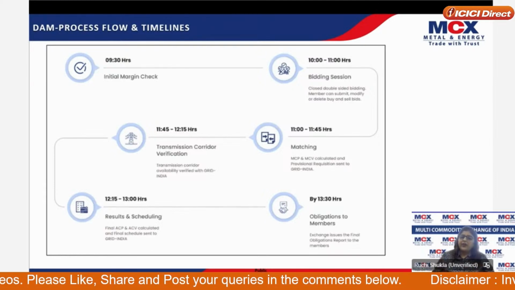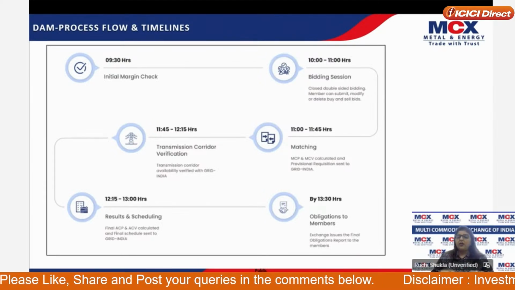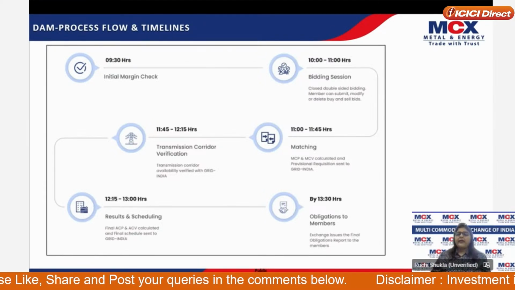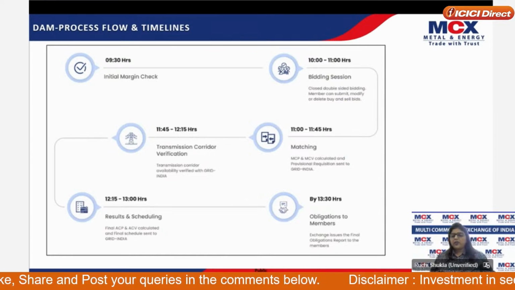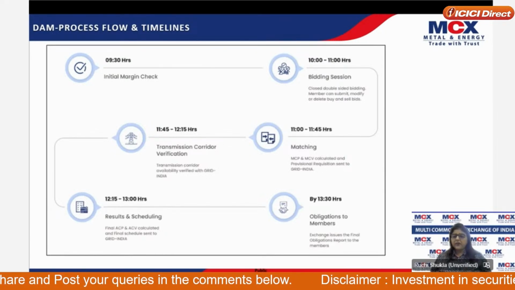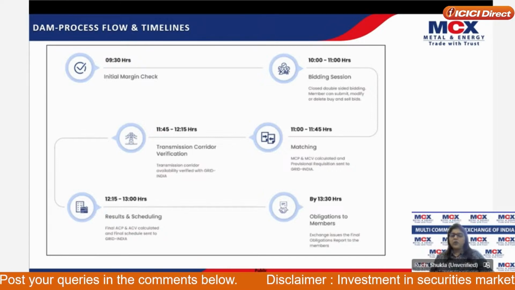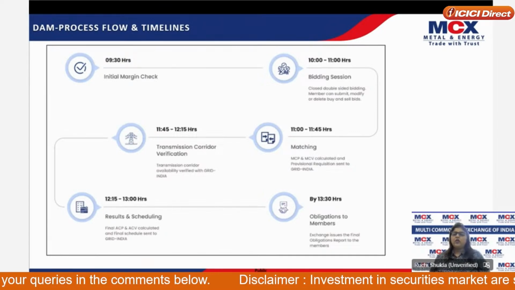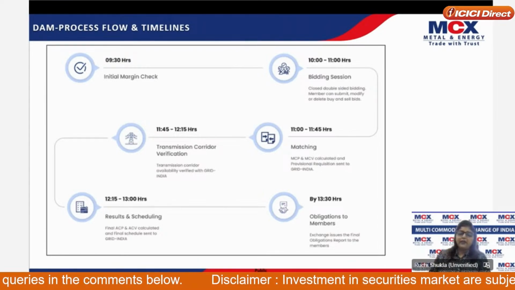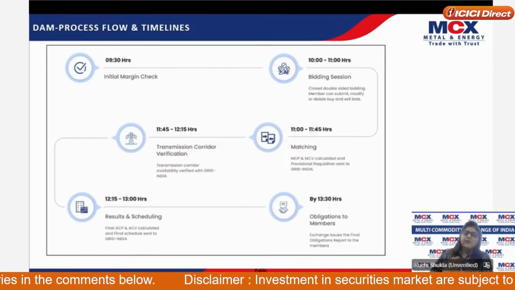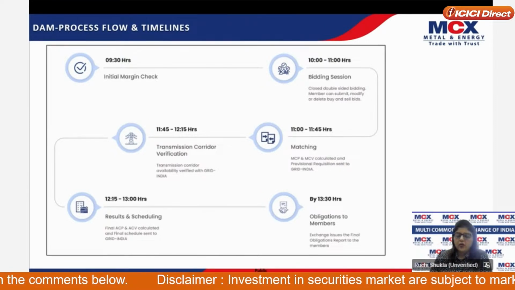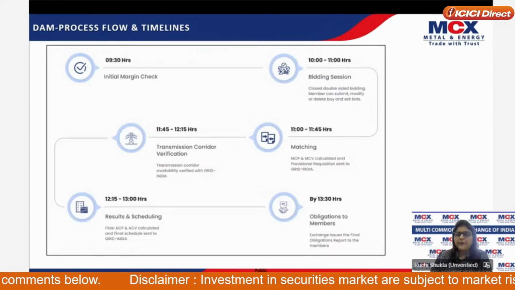So after finally receiving this from Grid India or the NLDC, the spot exchange comes out with its obligation file, declaring who all are the buyers and sellers, what is the price, and what is the volume traded, which will get delivered the next day. So this is the day-ahead market process flow, or the entire timeline structure.